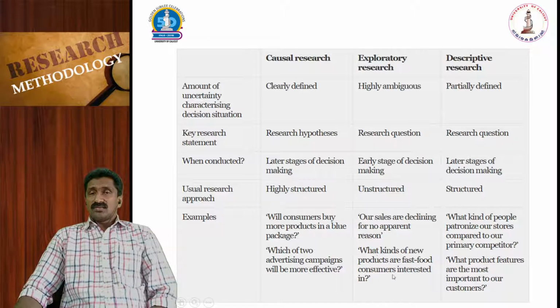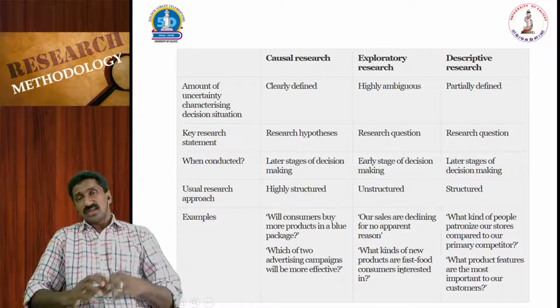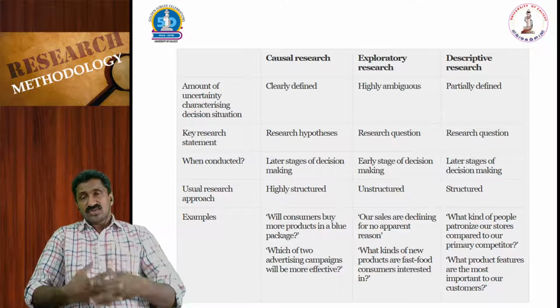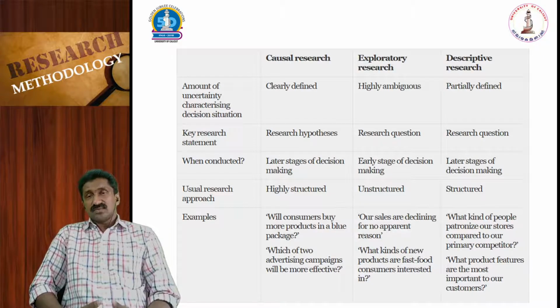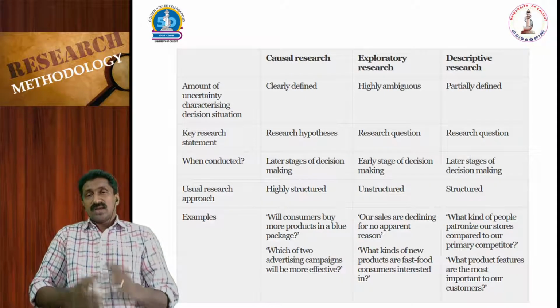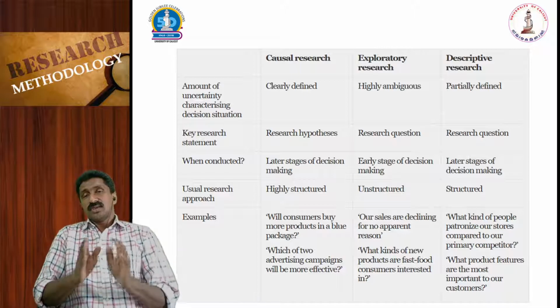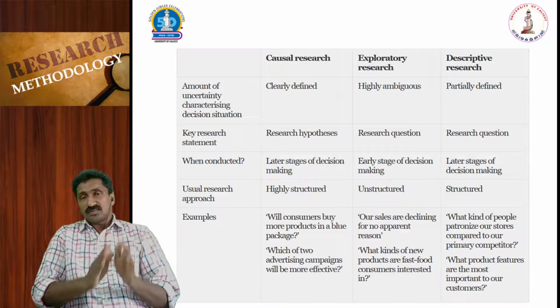And what kind of new products are fast food consumers interested in? If you want to address this question, you need exploratory research. You need to try to find a reason for that. That is only the preliminary stage of the research, in which you have a phenomenon in your hand and you want to find the cause and effect relationship by observing various parameters. But you can't reach a final conclusion like that of the previous one.